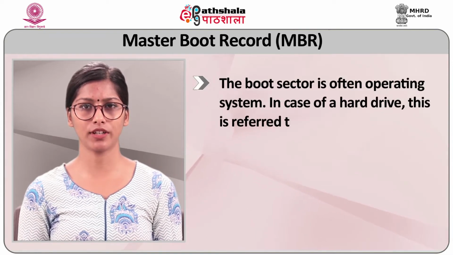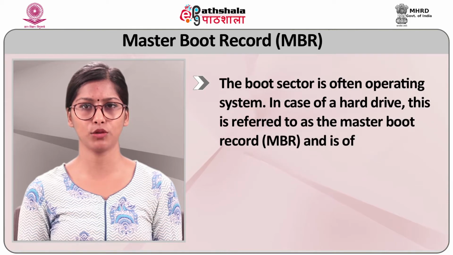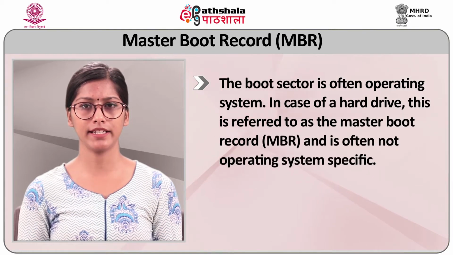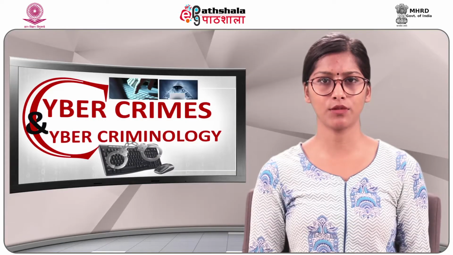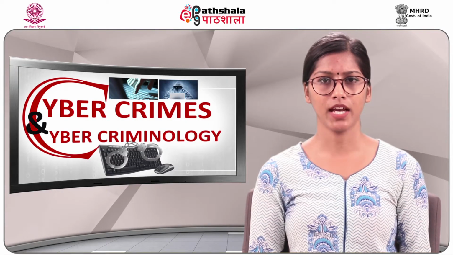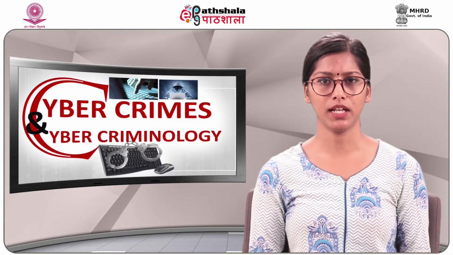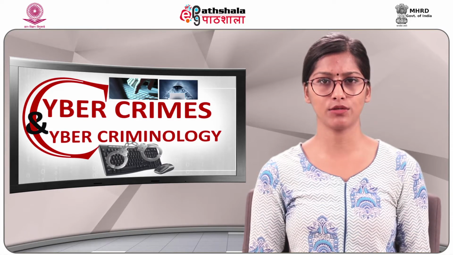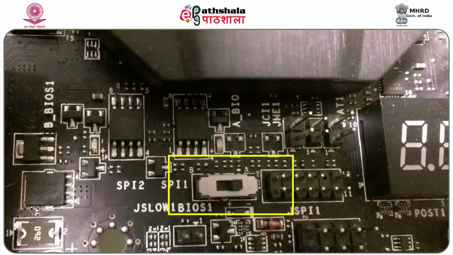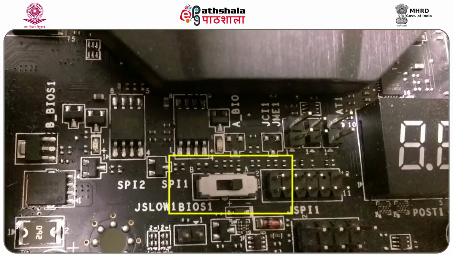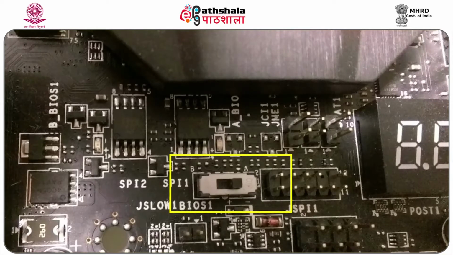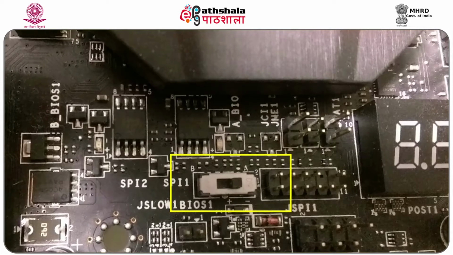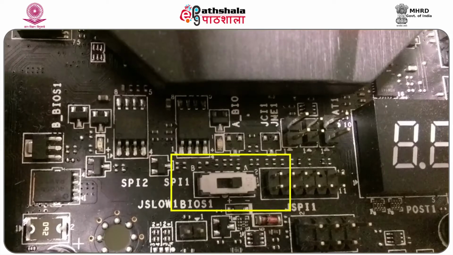In case of a hard drive, this is referred to as the master boot record, that is MBR, and is often not operating system specific. BIOS checks for configuration changes. When the CPU is powered on, the computer will start executing instructions at a fixed address. This first address is usually in the BIOS ROM. The BIOS runs configuration checks and eventually loads the initial operating system bootloader and starts the execution.